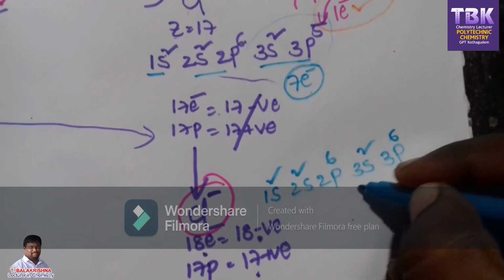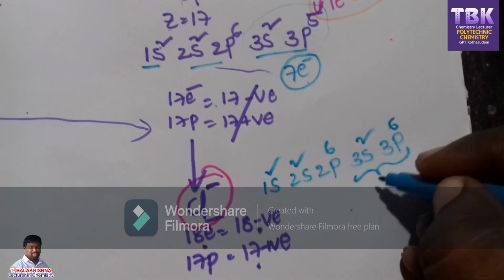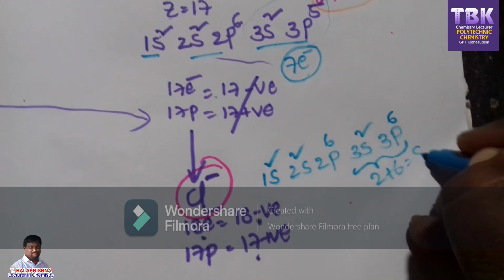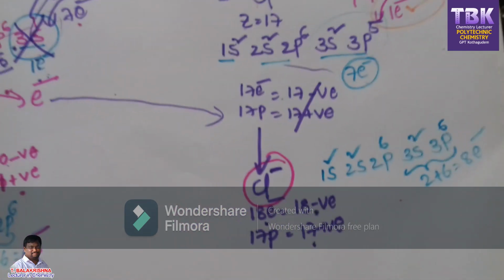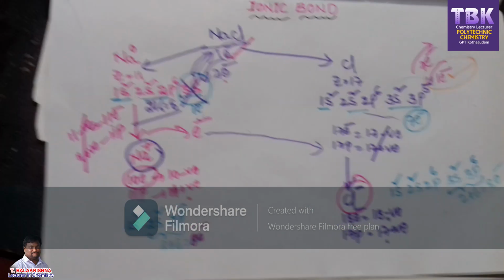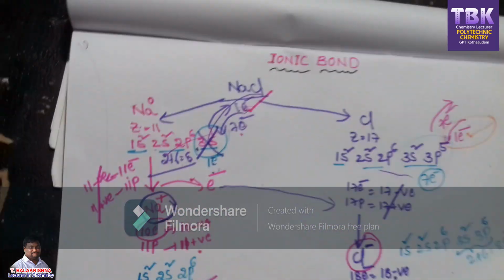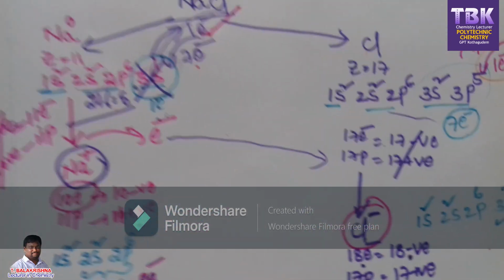Which one is the outermost orbit? The third orbit. How many electrons? 2 plus 6, 8 electrons. So it gets stability by gaining an electron. So in this reaction both get stability. In this process both get stability by attaining 8 electrons.